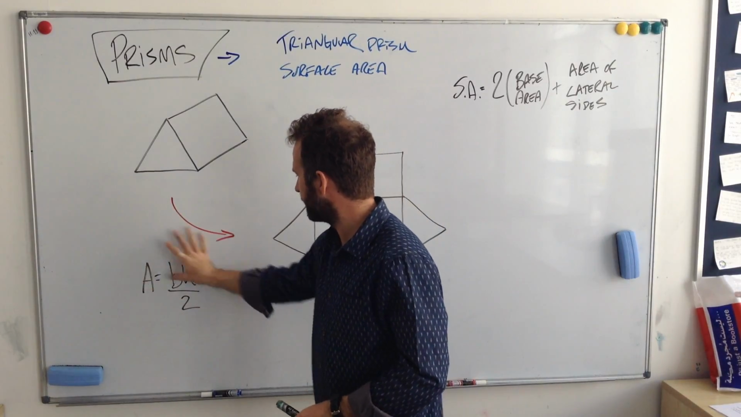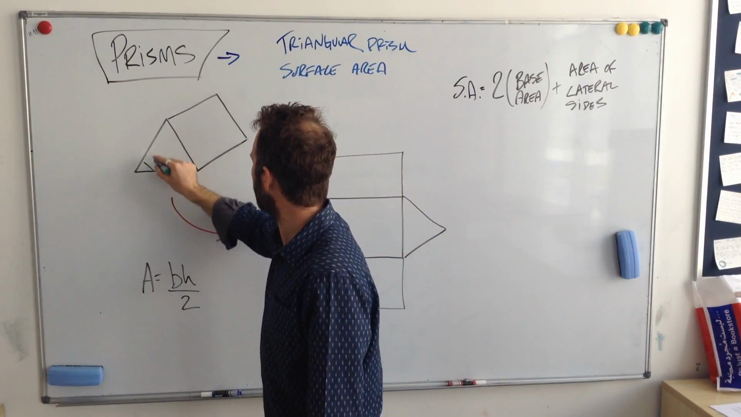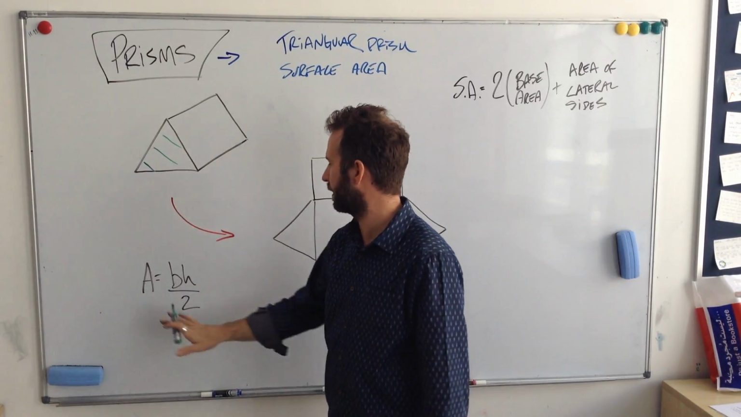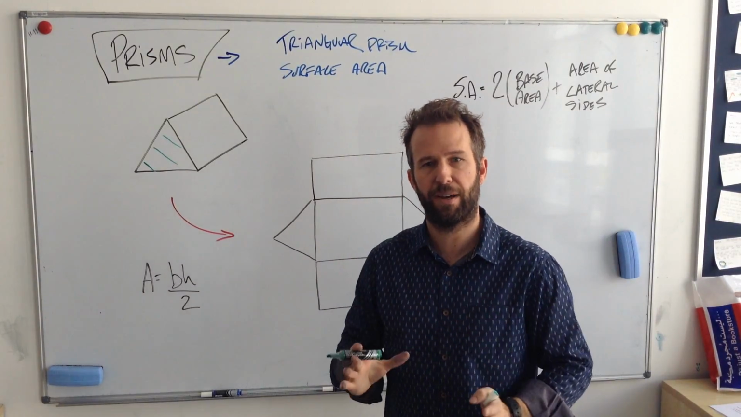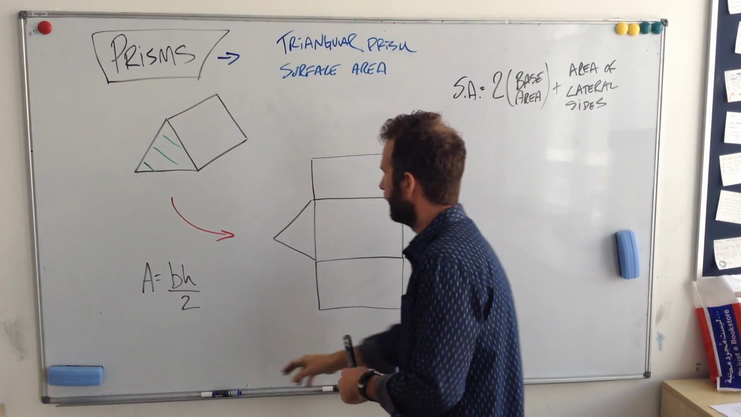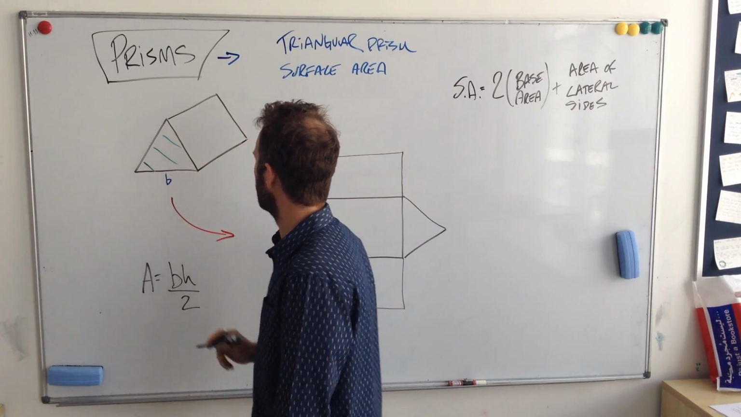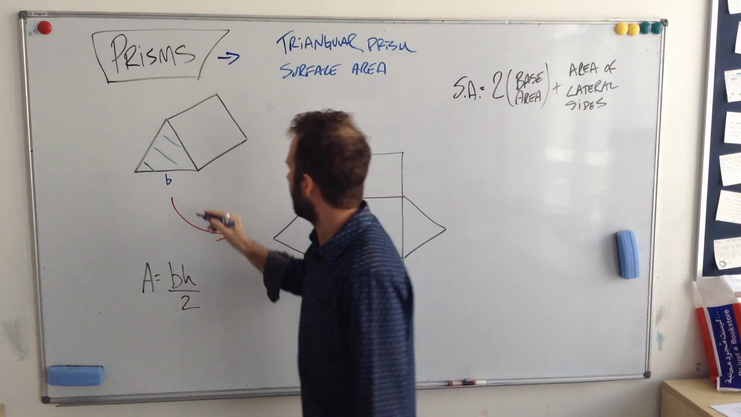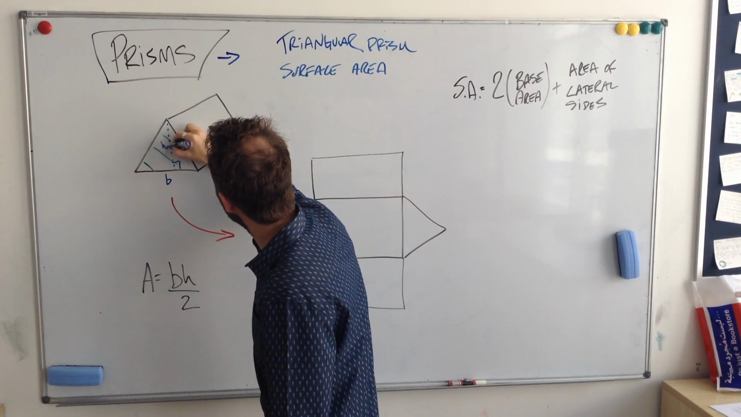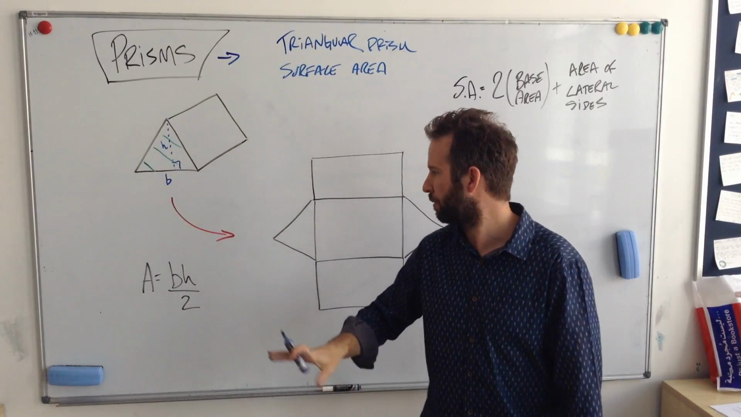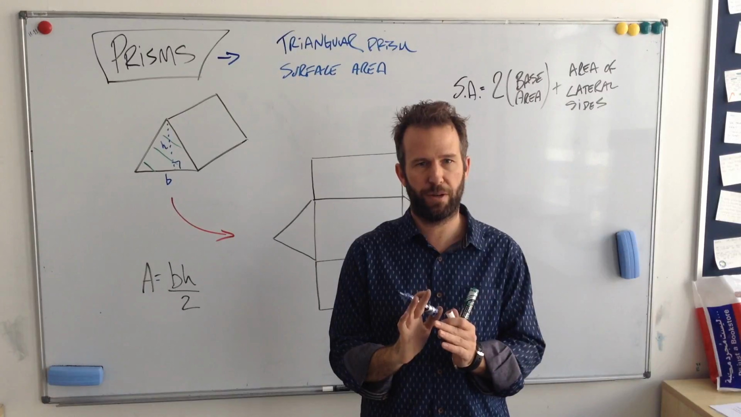Now, I've put this here just as a reminder that the area of a triangle, if we want to know the area of this triangle, we need to know its base multiplied by its height, and we divide that by 2. So if I want to know the area of this, I would need to know that base, and I would need to know that height, which we'll call the little h. So little b times little h divided by 2 will give me that singular area for a triangle.